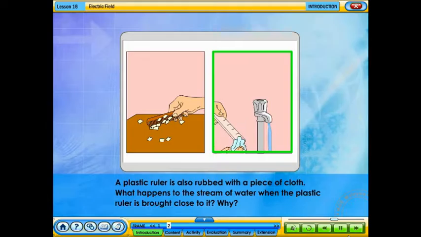A plastic ruler is also rubbed with a piece of cloth. What happens to the stream of water when the plastic ruler is brought close to it? Why?